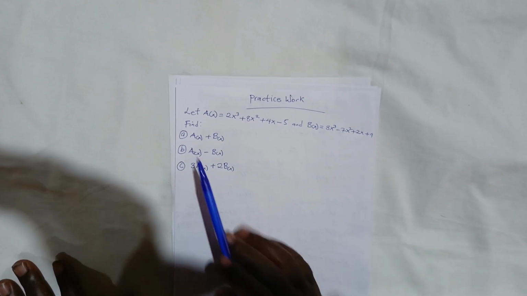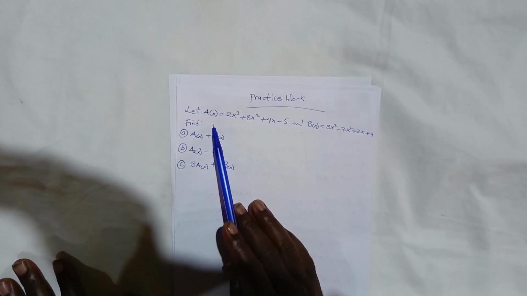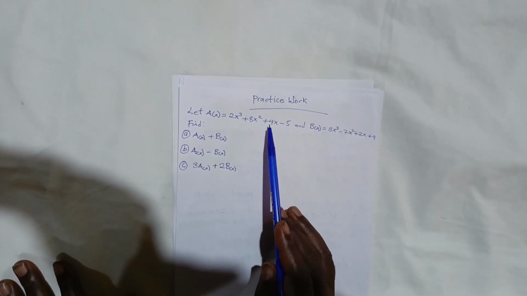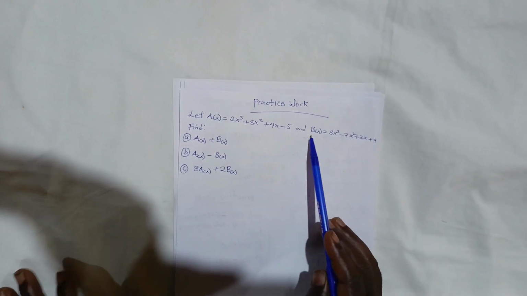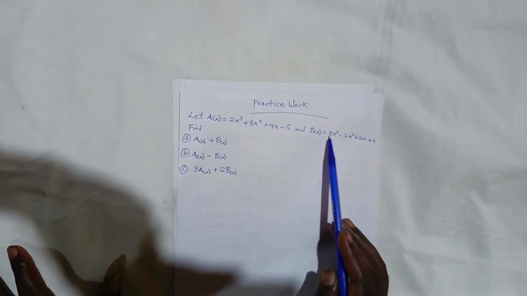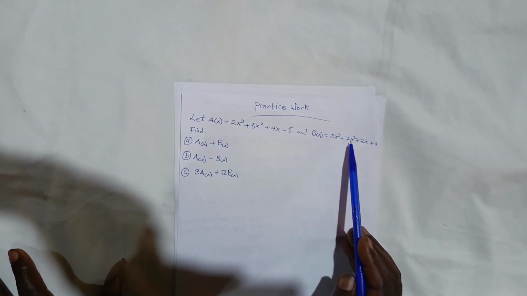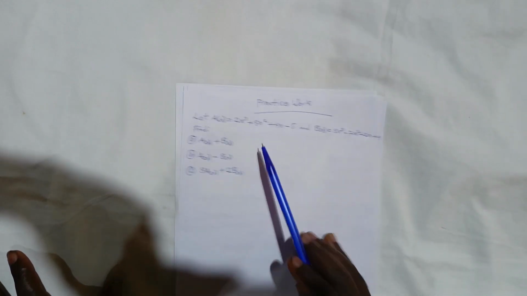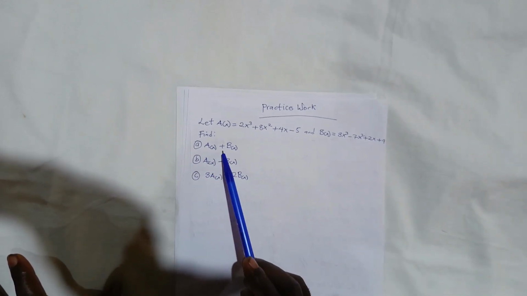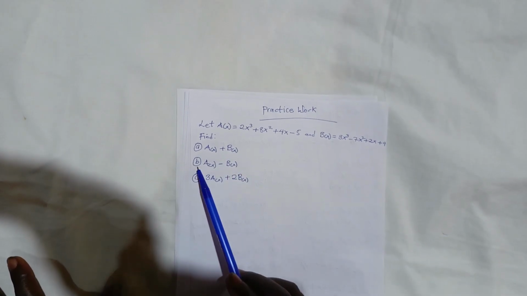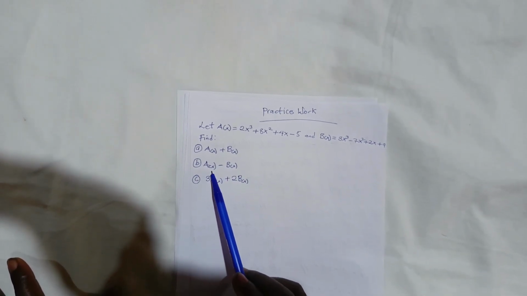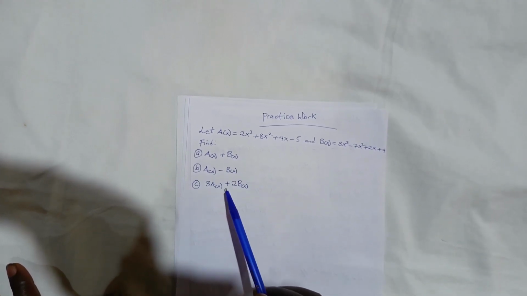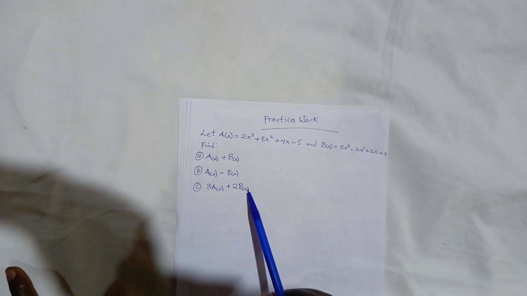The question says, let a of x equal 2x cubed plus 8x squared plus 4x minus 5, and b of x equal 3x cubed minus 7x squared plus 2x plus 9. Find A, a of x plus b of x. B, a of x minus b of x. C, 3a of x plus 2b of x.